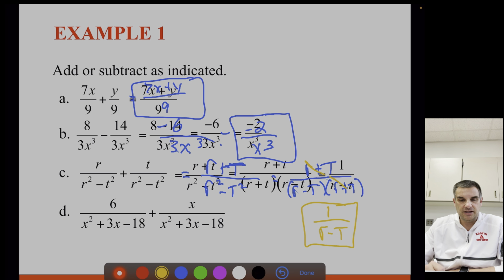Kind of the same thing with this one. We're going to have a 6 plus x on the top, and on the bottom, x squared plus 3x minus 18, because the denominators were the same. Now you need to look at, I wish it would let me erase that. There's no eraser on here.